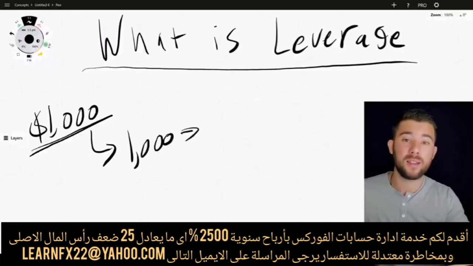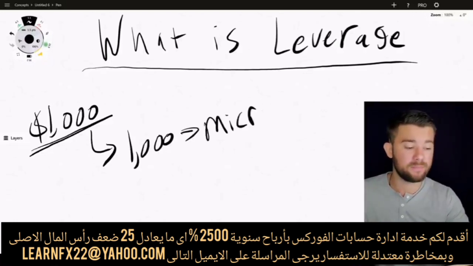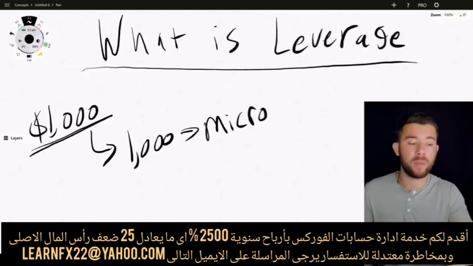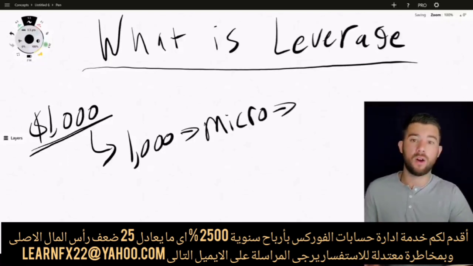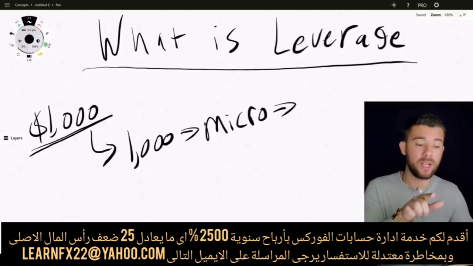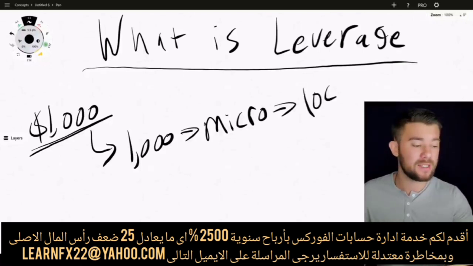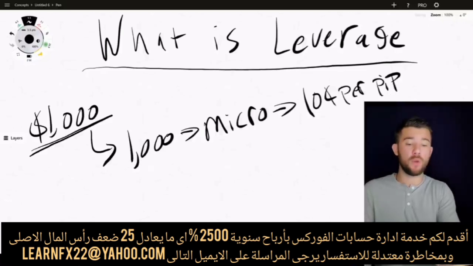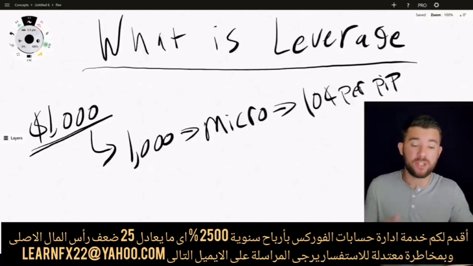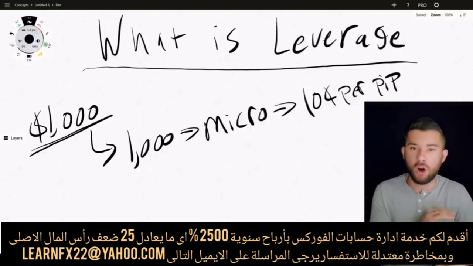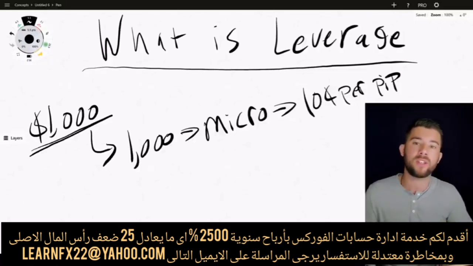What is 1,000 units? That is a micro lot. One micro lot on most pairs means that you are the value of a pip for your position. Stay with me. If you haven't studied lot sizes and stuff, we have another video on that you've probably just watched, hopefully. This 1,000 unit micro lot is worth 10 cents per pip. Okay, so if you have a $1,000 account, that means you can trade at maximum, if you are all in on a trade, 1,000 units of a currency.